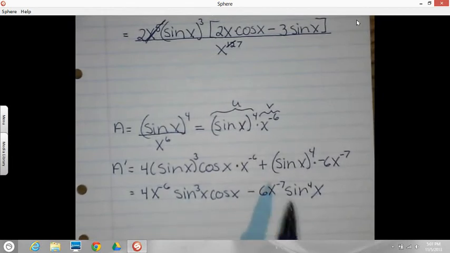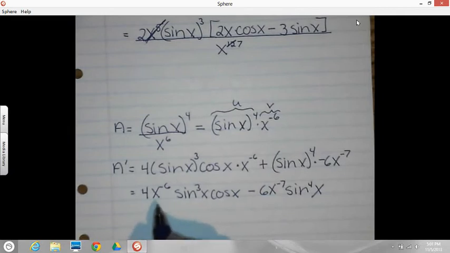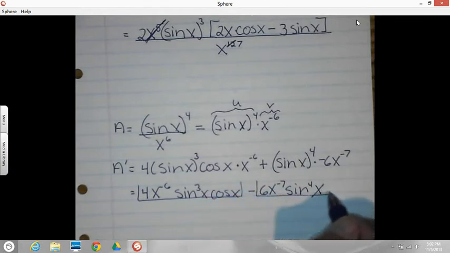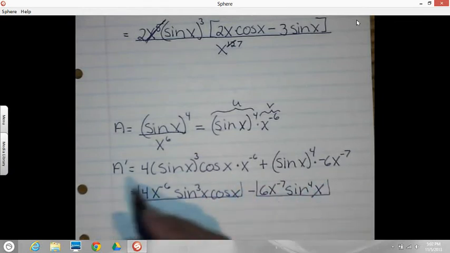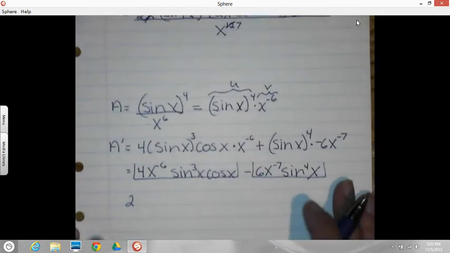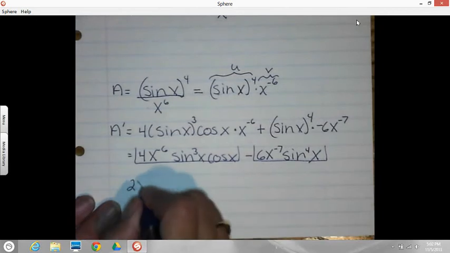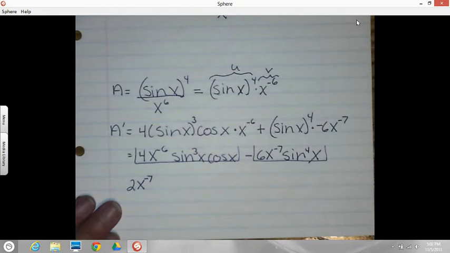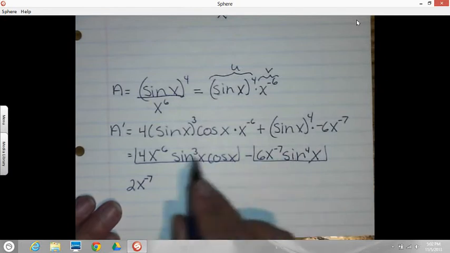I'm going to factor out the two baskets again. I got a 4 and a 6. I'm going to take out the 2. I've got x to the negative 6 and x to the negative 7. The smallest one is x to the negative 7. Think about a number line, and the farther you are to the left, the smaller you are. So we're going to take out x to the negative 7. And then I can take out a sine cubed.